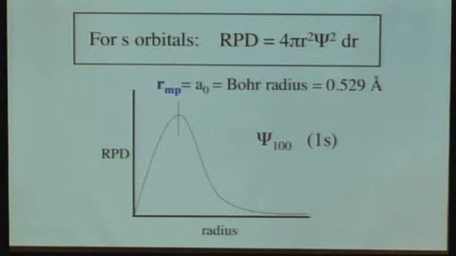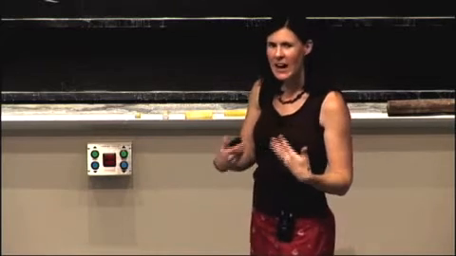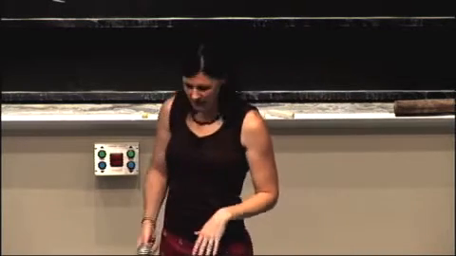And basically what that means is you can actually find an electron anywhere going away from the nucleus, but you're most likely to find it. You have the highest probability at a distance of A naught, or the Bohr radius.